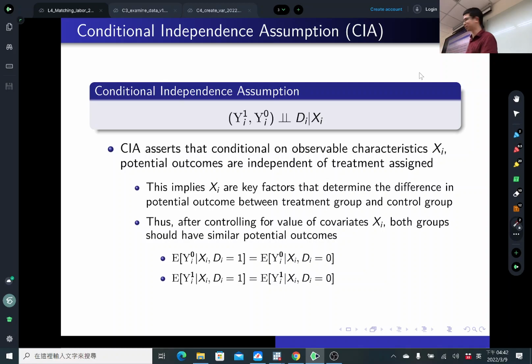What does selection bias come from? The intuition is that you assume the difference between the treatment group and control group is only due to these observed characteristics. So after you make the treatment group and control group have the same characteristics, the same age, there is no difference between them. The only difference is the treatment status. Then you can claim you can get a causal effect.